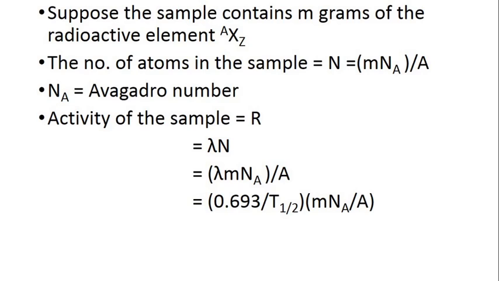So you can calculate R or activity as lambda into N, so lambda multiplied with m into Na by A. Now lambda can be replaced with the help of the equation 0.693 by T half. So here also you can calculate R as 0.693 by T half times m into Na by A. So already we have the equation for activity as R is equal to dN by dt is equal to lambda N. If we are given the grams of radioactive element, we can use this equation to get the value of activity.